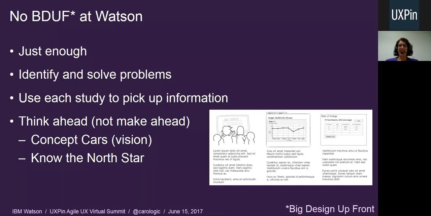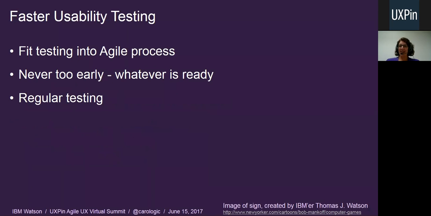We try to think ahead, not make ahead. So we might do concept cars. In fact, we do those frequently to set the vision so that we all have a shared North Star. But those are very rough. Some early ideas, maybe it looks a little wireframey, but it's not actually anything that would be implementable. Again, we're thinking ahead, not making ahead. So that should give you a little bit of an idea about IBM design thinking here at Watson.